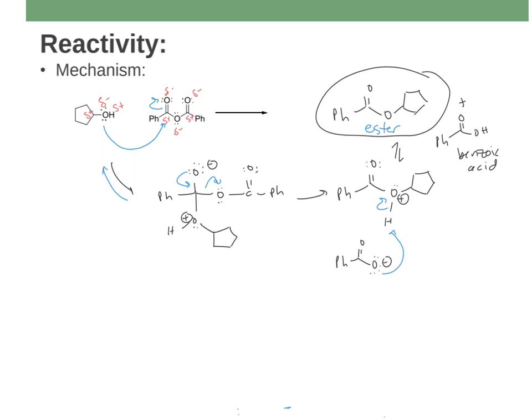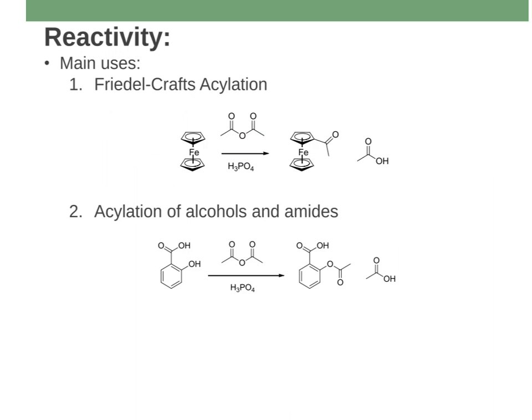And so this mechanism would be identical if I was trying to make an amide. It would be identical if I was trying to hydrolyze it, right? I'd just add water instead of an alcohol. It would be the same mechanism, only I'd end up with two benzoic acids. So this is just your general reactivity for all of the reactions of acyl halides.